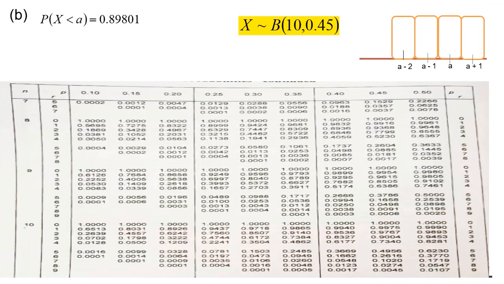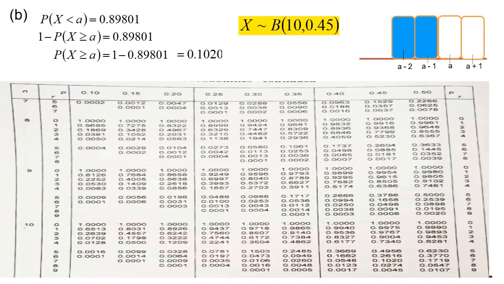For question B, we have the probability of X less than A is equivalent to 0.89801. From the petua gigi palsu, the included region for less than A is A minus 1, A minus 2, and so on. So we try to rearrange. We have 1 minus the probability of X greater or equal than A equivalent to 0.89801. So we rearrange the value, and we have the probability of X greater or equal than A equivalent to 0.1020.